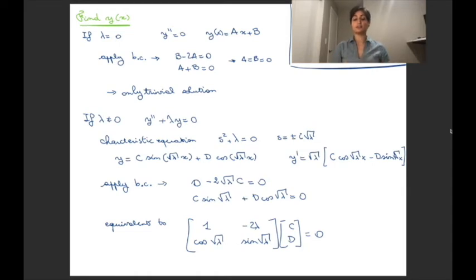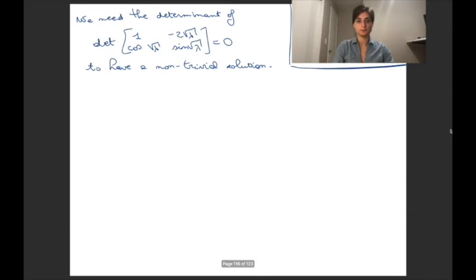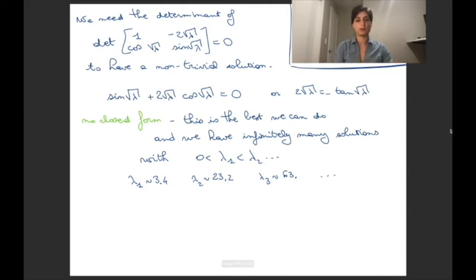This has a non-trivial solution only if our matrix is singular, only if the matrix that we are looking at has a determinant equal to 0. This is the only way in which we can build a non-trivial solution. So we have to require that sine square root of lambda plus 2 lambda cosine of square root of lambda is equal to 0. Or more compact, 2 square root of lambda equal to minus the tangent of square root of lambda.